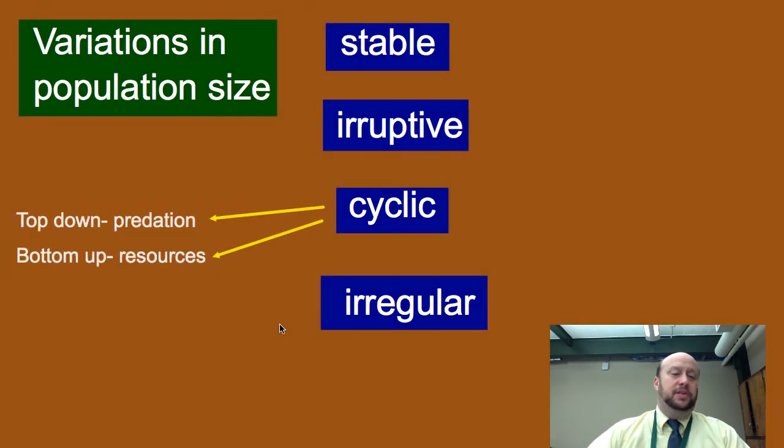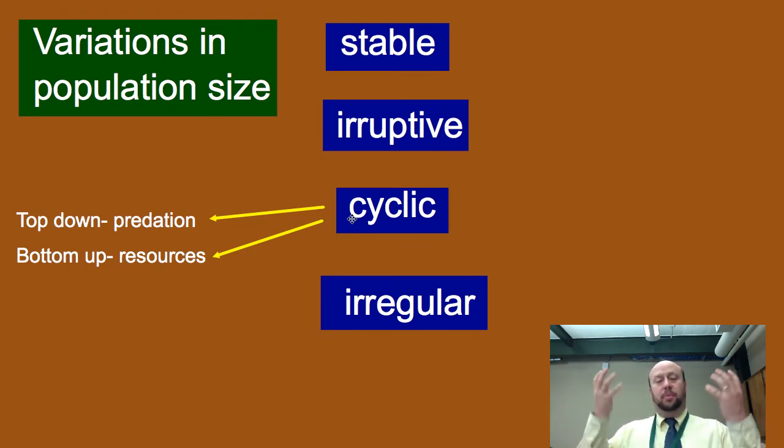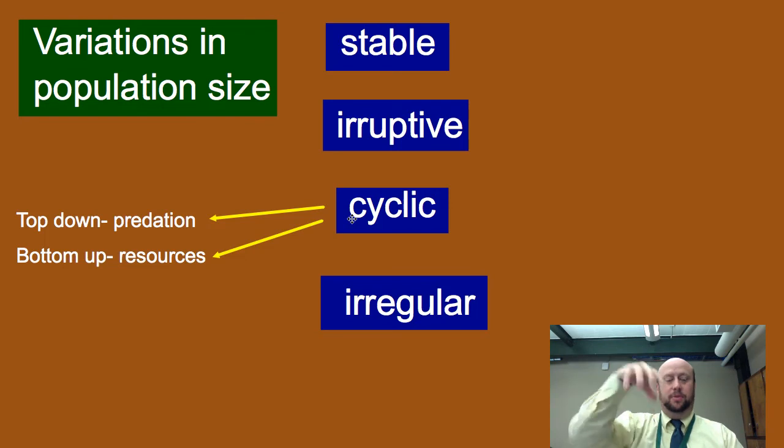There are a couple of things that are going to play into the cyclic, but really all of them. You could have top-down variations in your cyclic, meaning that you have predators that are controlling that. So if your deer population goes up a lot, there's more deer for the wolves to eat, so you get more wolves, and they're going to keep the population down by eating the deer.